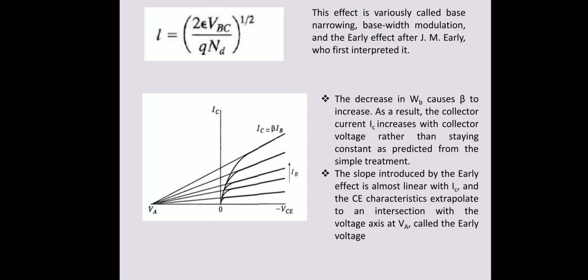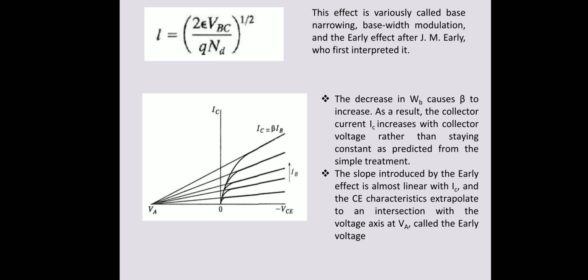This decrease in WB causes beta to increase. As beta increases, we know that IC is beta times IB. So the collector current IC increases with collector voltage rather than staying constant. For normal treatment, we studied that IC is constant after a particular voltage, but due to this early effect, the IC current increases with collector voltage.